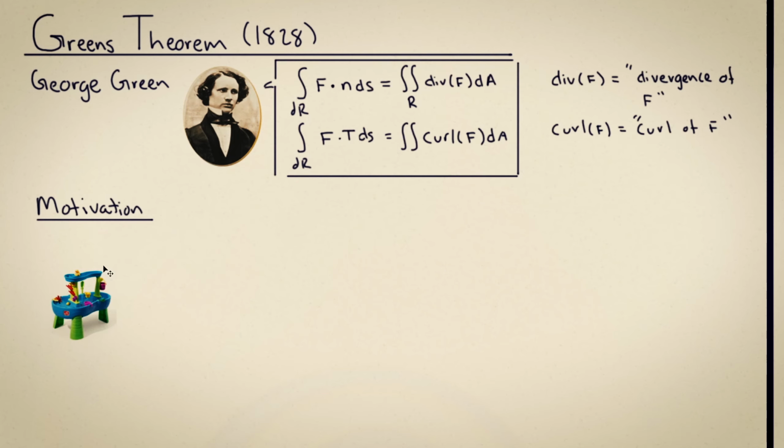If we want to measure how the magnitude of a vector field is changing, we call that the divergence. And if we want to measure how the direction of a vector field is changing, we call that the curl.